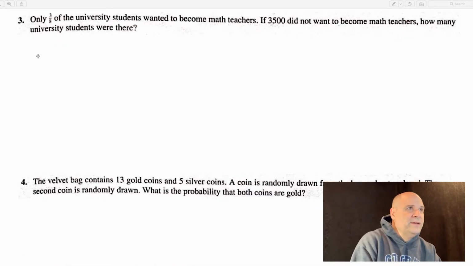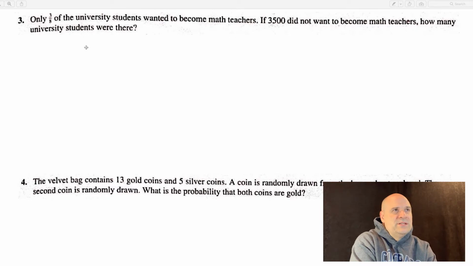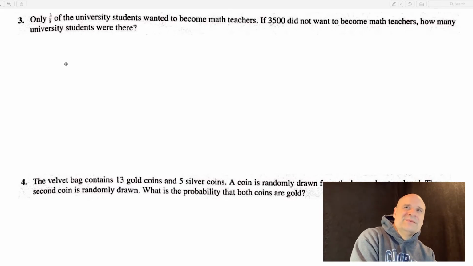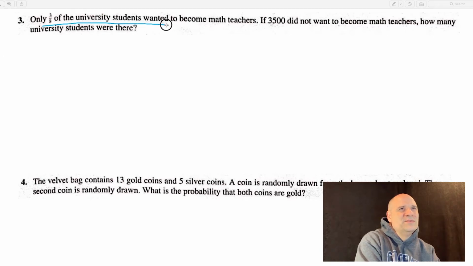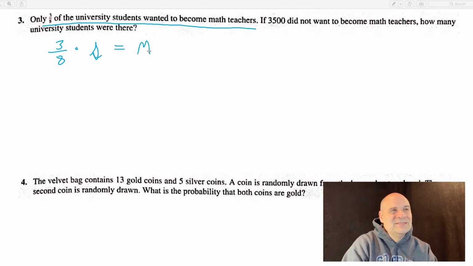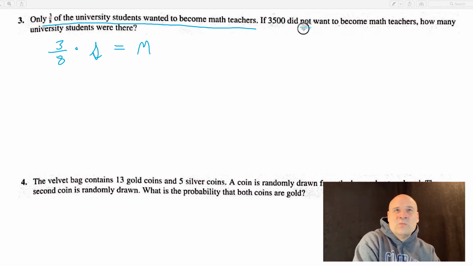All right, number 3. Only 3/8 of the students wanted to become math teachers. Seems kind of low. If 3,500 did not want to become math teachers, how many university students were there? So this 3/8 of the university students wanted to become, so let's make that be our equal. So 3/8 of the students wanted to become math teachers. Okay? Well, then it says 3,500 did not want.